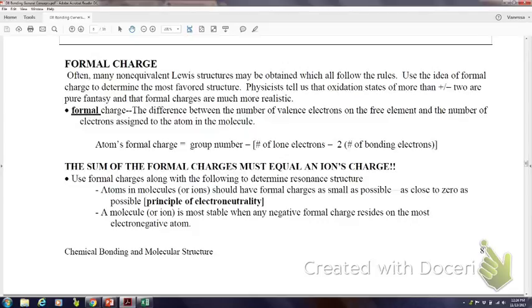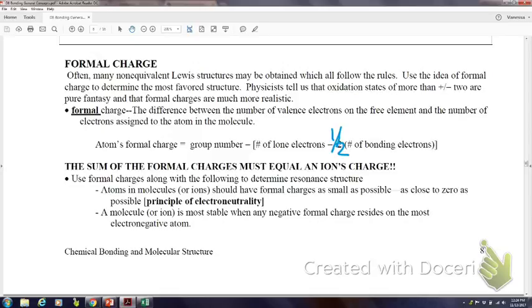So I think before we ran out of time the other day, we said that this right here was supposed to be 1/2. So make sure everybody made that correction. It's supposed to be your group number, and then you subtract the number of lone electrons. Remember, they belong exclusively to that atom, and then half of the bonding electrons. The reason it's half is because when it's sharing a bond, half belong to it and half belong to the other one.